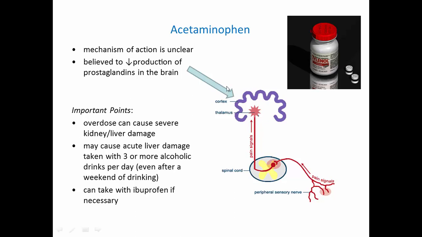Because acetaminophen works up here in the brain, and other non-opioid analgesics like ibuprofen work down here in the periphery, you can take them at the same time. So if you have a fever or a pain that is very severe, you could take a dose of Tylenol at the same time as taking a dose of ibuprofen, and sometimes that works to cut down pain.